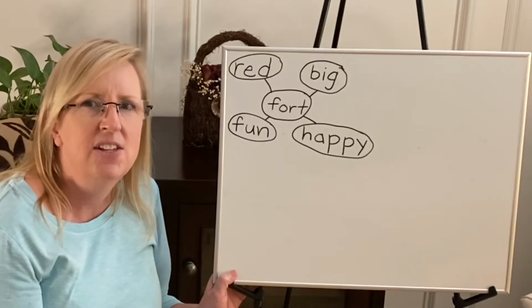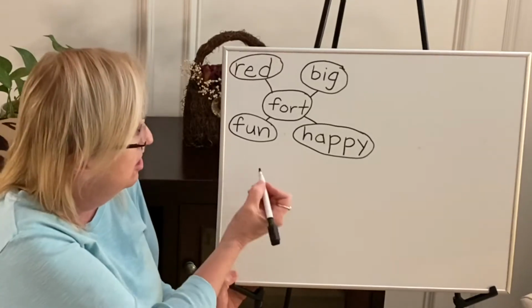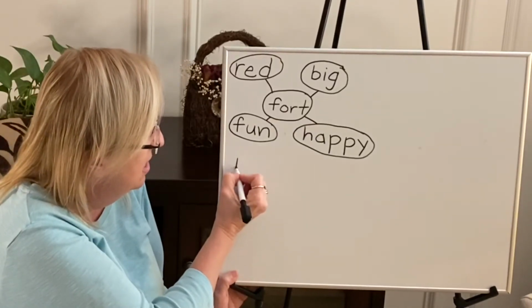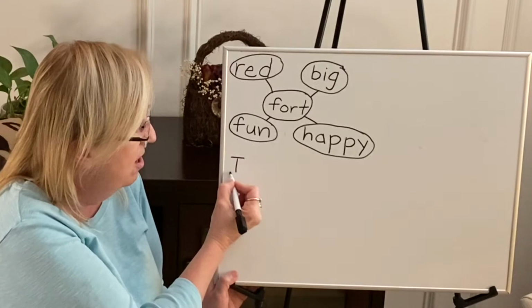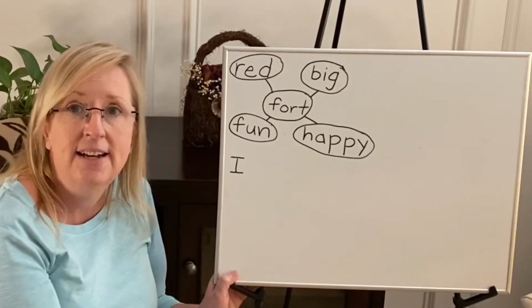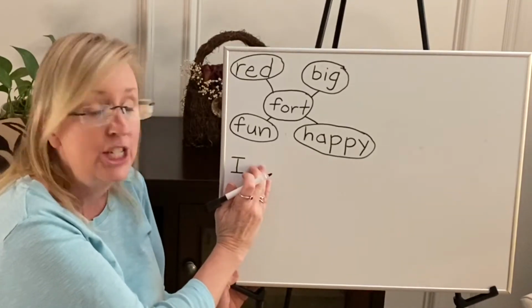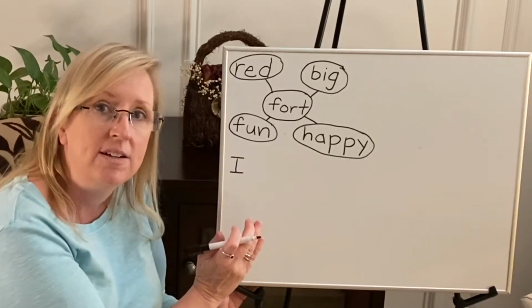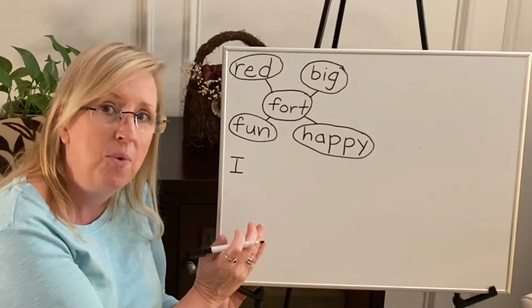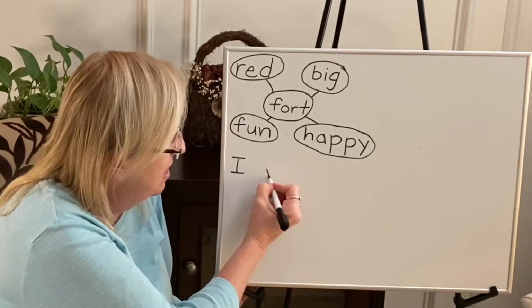And I think I'll say, I want a red fort. So I is the sight word I, but it's also the beginning of our sentence. And so it is in uppercase, and after that, lowercase. I, two finger space, want. Do you remember how to write the word want? That's right. W-A-N-T.